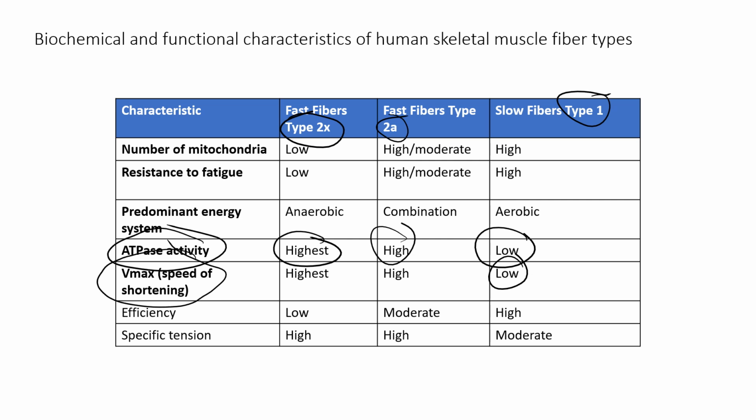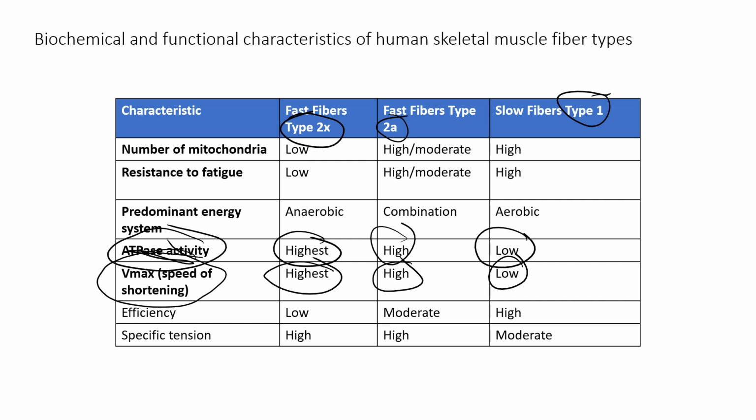Okay? Then we move to type 2A, and they have a pretty high shortening velocity, right? They can shorten decently fast. And that's because, again, we look at the ATPase activity and we see that within type 2A fibers, their ATPase activity is relatively high, meaning that their myosin heads cycle at a decently high frequency. And if they cycle at high frequency, then they must be able to shorten fast, right? The speed of shortening is pretty high.